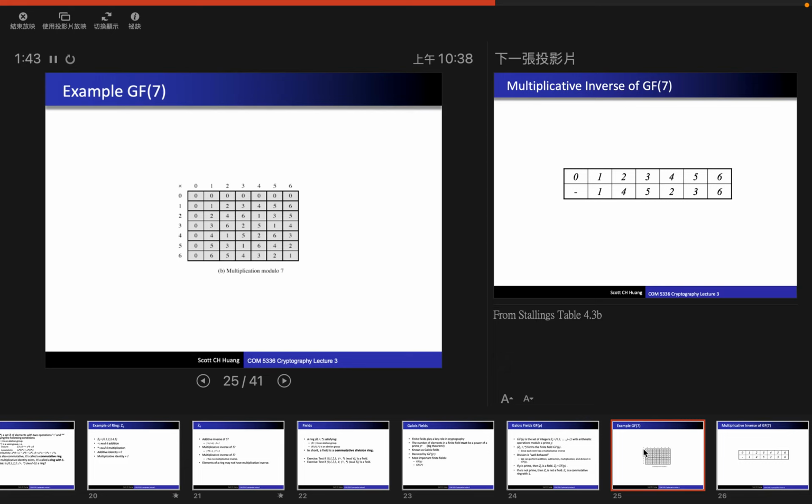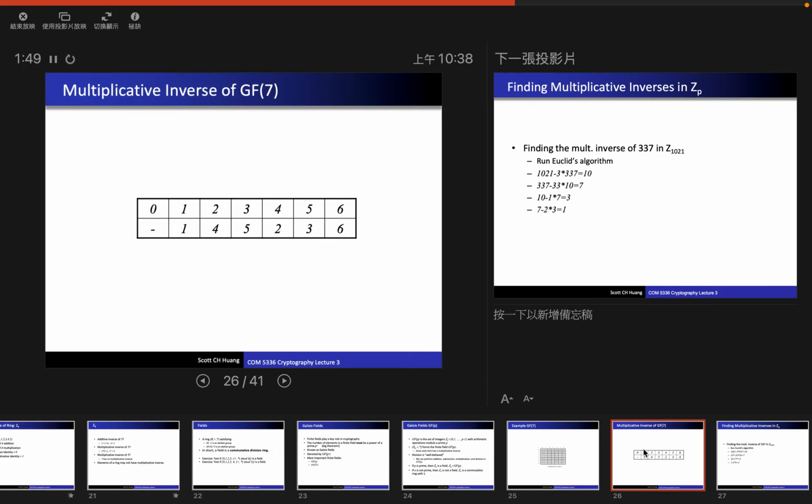So in this case, every row has a 1. The multiplication table tells us this. And this is the inverse table. As we can see, 1 and 6 are multiplicative inverses of themselves. And then 3 and 5 are multiplicative inverses of each other. 2 and 4 are multiplicative inverses of each other.